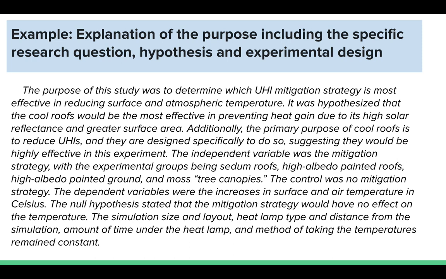Here's an example, and this is a really good template of what the final paragraph should look like. So the purpose of this study was to determine which urban heat island mitigation strategy is the most effective in reducing surface and atmospheric temperature. It was hypothesized that cool roofs would be the most effective in preventing heat gain due to their high solar reflectance and greater surface area. So there's a real reason for the hypothesis. Additionally, the primary purpose of cool roofs is to reduce UHIs, and they are designed specifically to do so, suggesting they would be highly effective in this experiment.